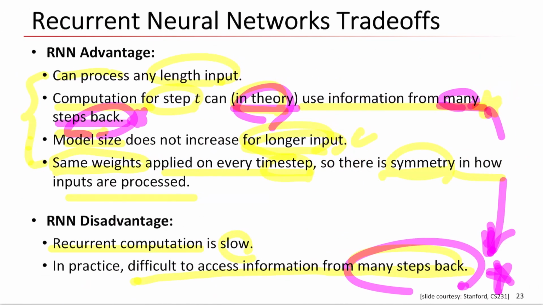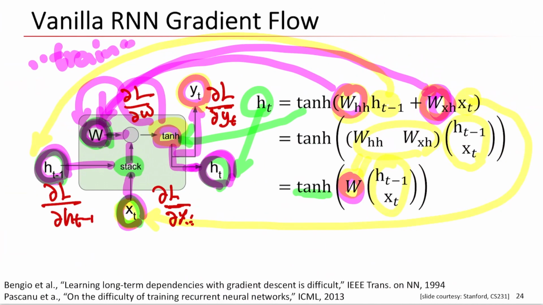So yeah, there are several advantages and disadvantages of the recurrent neural network, but the main disadvantage was its difficulty to access information from many steps back, because there might be some gradient vanishing from the long previous state to the current state.